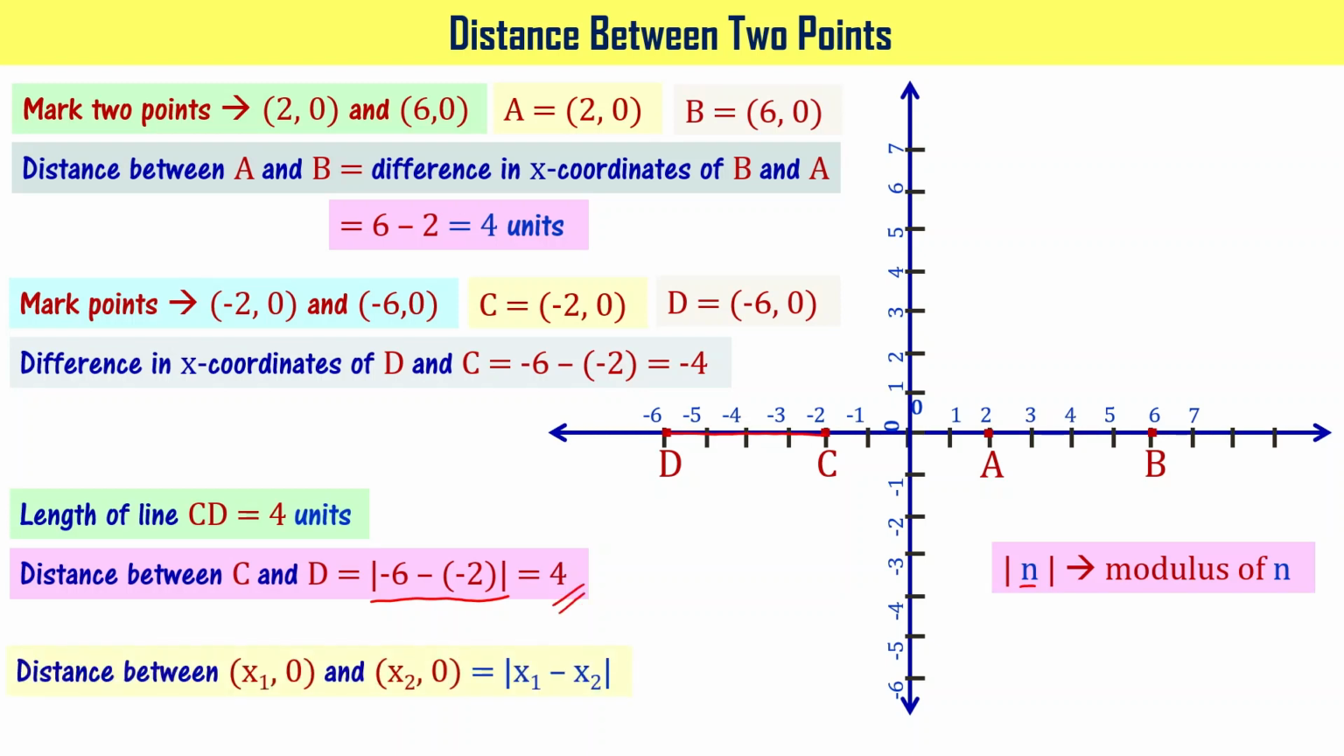So to say the formula, the distance between 2 points x1 comma 0 and x2 comma 0 is equal to modulus of x1 minus x2. You can write it as modulus of x2 minus x1 also. Because sign is dropped, it doesn't matter what you are going to get as the result of x1 minus x2. I hope you understood this concept.